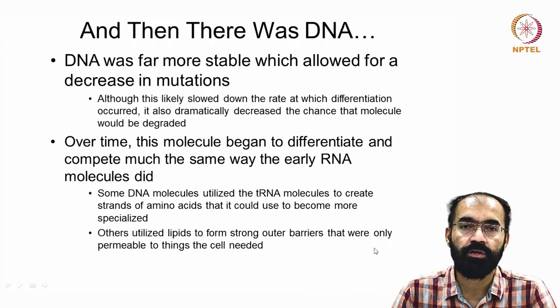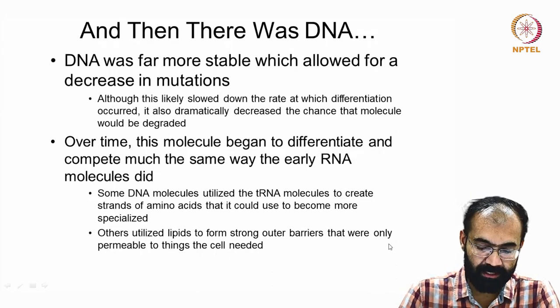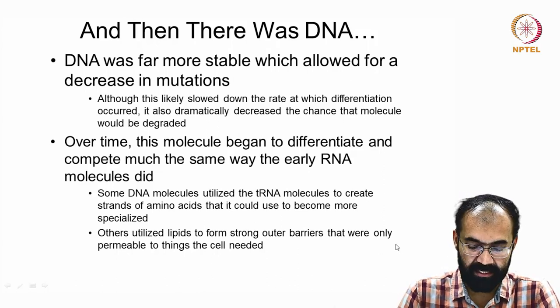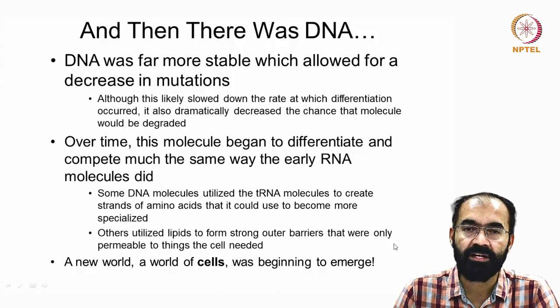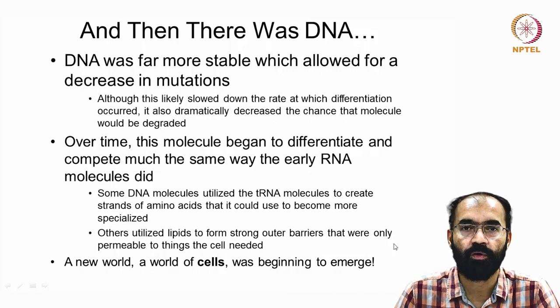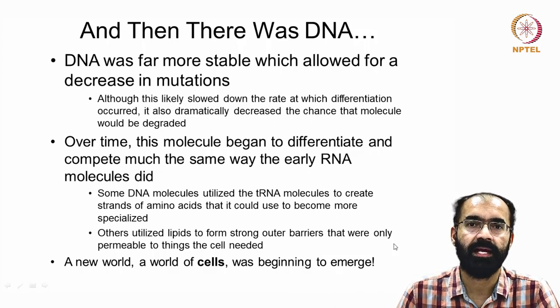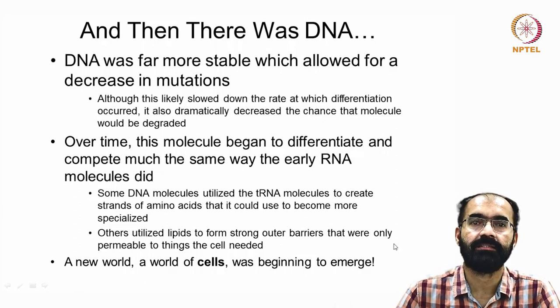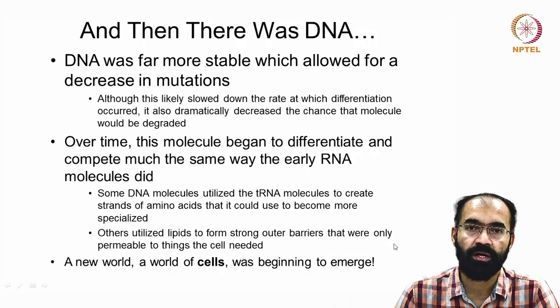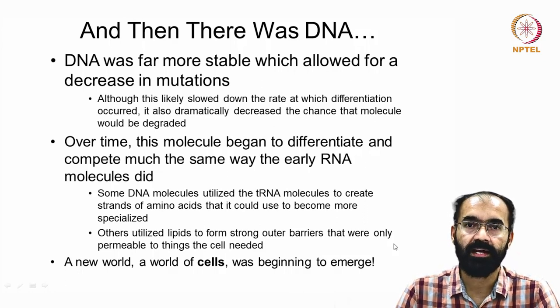And the prebiotic world, the soup, the liquid environment, provided ample ingredients for the protection of this genetic material, the DNA, and that is the emergence of a new world of cells that started appearing. And of course, for the formation of cells, a cell is nothing but an enclosure. The genetic material is now enclosed in an envelope, and that is contributed by lipids, carbohydrates, and also the proteins. Of course, they are not encoded by a genetic material at that time.